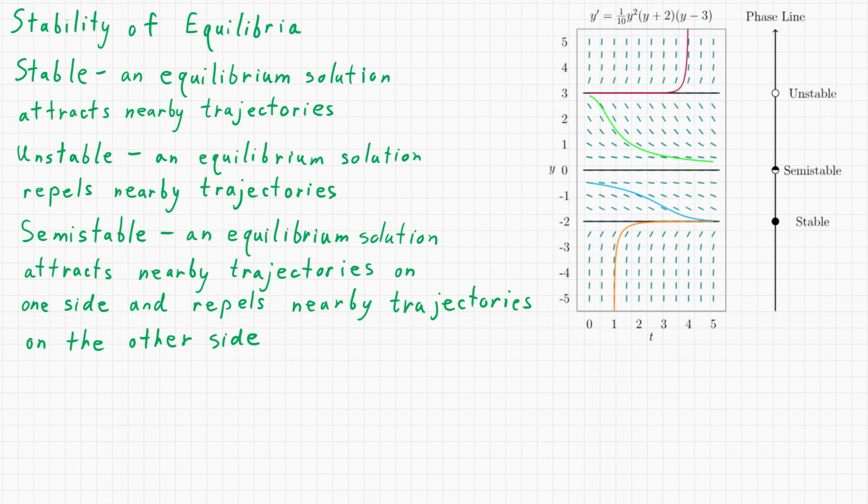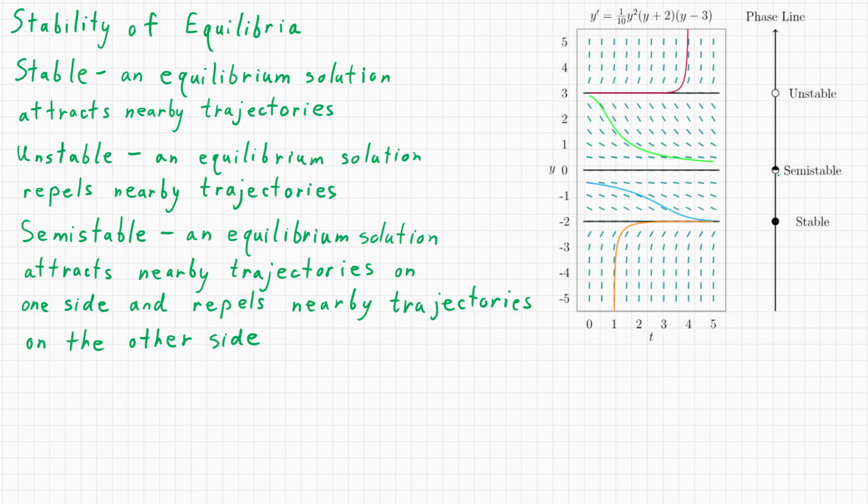And then the last one, which doesn't occur too often, is called a semi-stable equilibrium solution. It's semi-stable because it's stable on one side and unstable on the other, meaning that it attracts nearby trajectories on one side and repels nearby trajectories on the other side. The solution y equals 0 is a semi-stable equilibrium solution, because if you're a little bit below 0, you end up repelling the trajectories away from this equilibrium solution. But if you're a little bit above 0, then you're going to attract trajectories towards the y equals 0 solution.